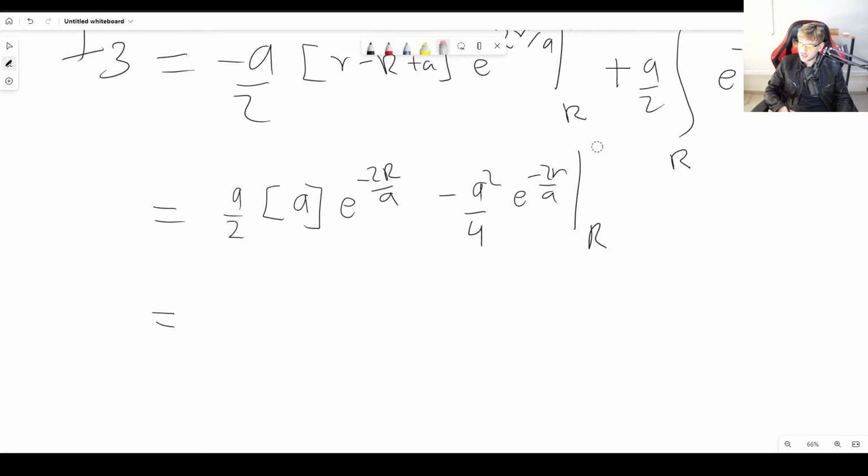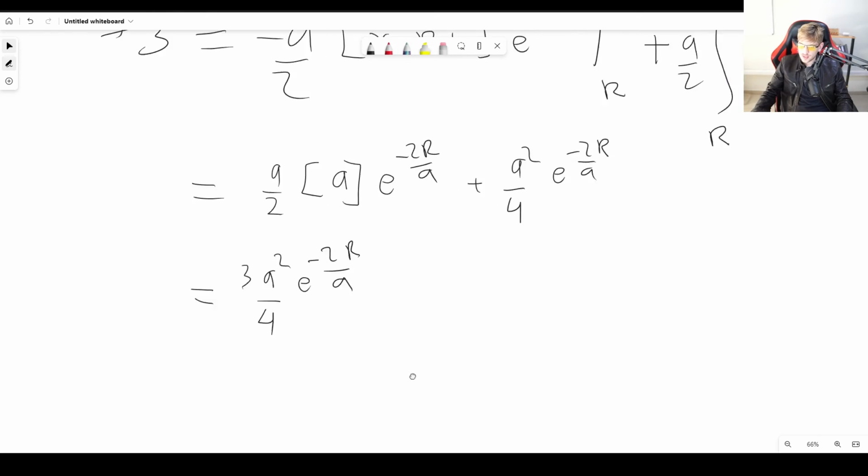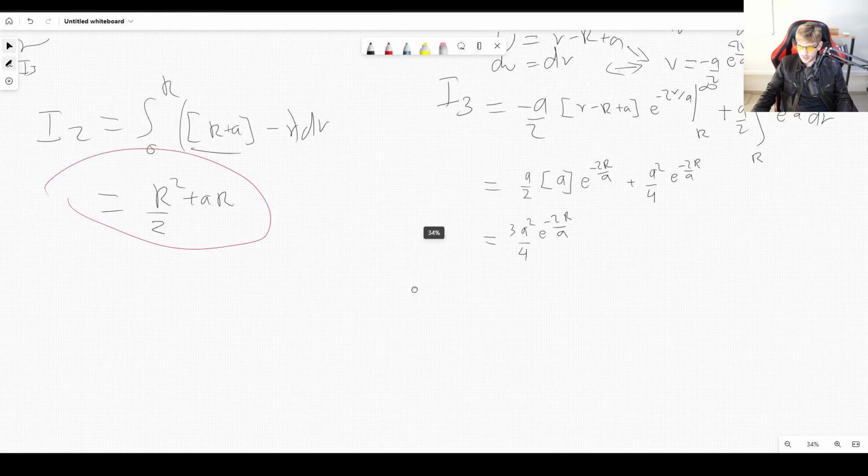At infinity, it is 0. And at big R, we change this and this, right? It goes to positive and the small r to big R. So now we get 2 times, actually no, we have to add these two together, right? So we get a squared over 2 plus a squared over 4, which is 3a squared over 4, e to the minus 2r over a. So this is the result from the third integral.